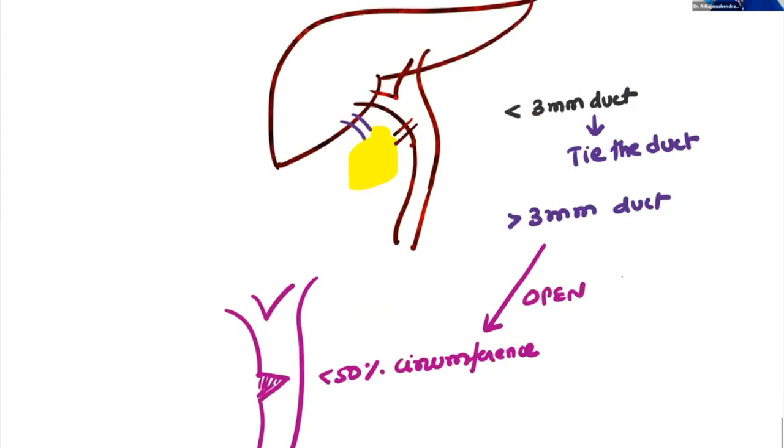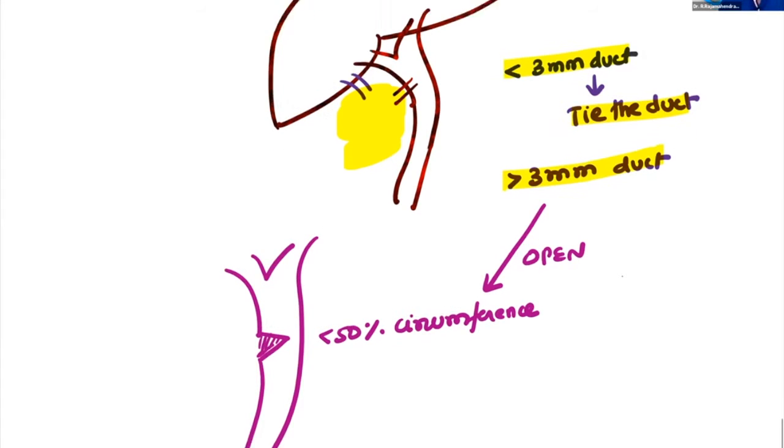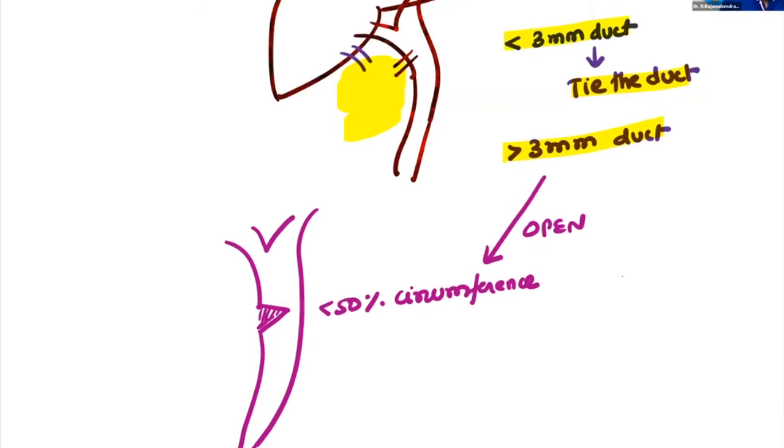At every point, you should never hesitate. If there is a bile leak during laparoscopic cholecystectomy, never hesitate to convert to open. Immediately convert to open. If the duct size is less than 3 millimeter, tie the duct. If it is more than 3 millimeter and the injury is less than 50% circumference, I can repair it on a T-tube. Simple concept. This is for MCQ, and this is also given in Bailey and Love. So less than 3 millimeter duct, tie the duct. More than 3 millimeter duct, open the bile duct and keep a T-tube for less than 50% circumference.